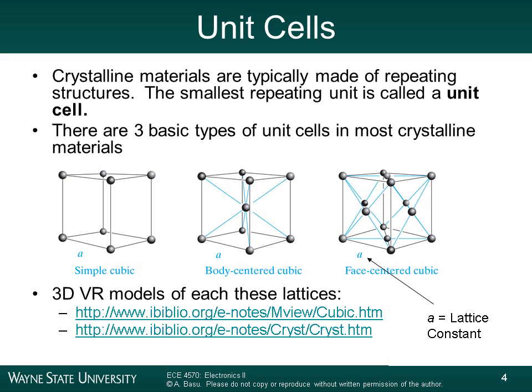In the simple cubic cell, you have eight atoms, each atom at the corner of a cube. Okay, and this structure repeats itself. In the body-centered cubic unit cell, it looks very much like the simple cubic, except we also have an extra atom right in the middle. And in the third case, we have a face-centered cubic, where we start off with a simple cubic, and then on each face of the cube, we have one extra atom. So how many extra atoms does the face-centered cube have compared to the simple cube? Six extra ones. One extra one on each face. That's correct.